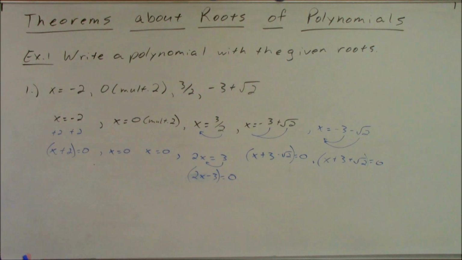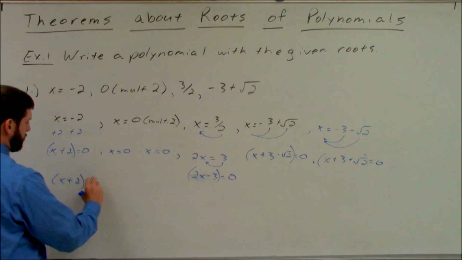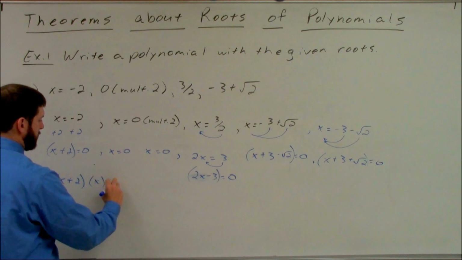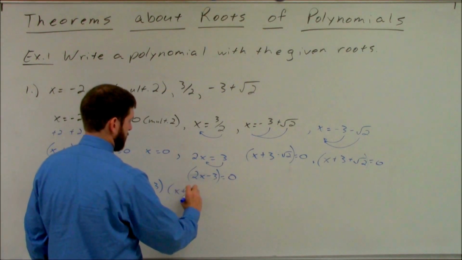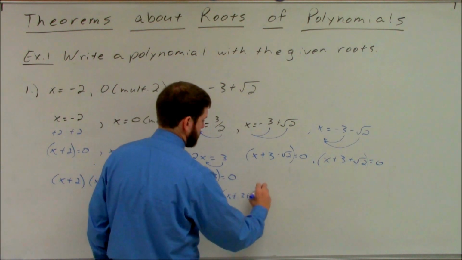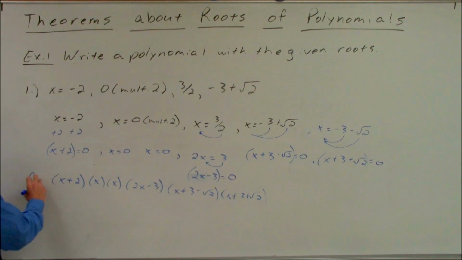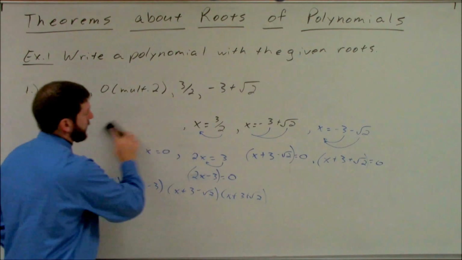And we just want to put all those together back by just multiplying to get the polynomial. So if I take x plus 2, x, 2x minus 3, x plus 3 minus square root of 2, and x plus 3 plus square root of 2. All of that together should equal my polynomial, which we'll call f of x. From here, it's just distribute and combine like terms. You can decide how you want to do that. I'll show you how I would group them.